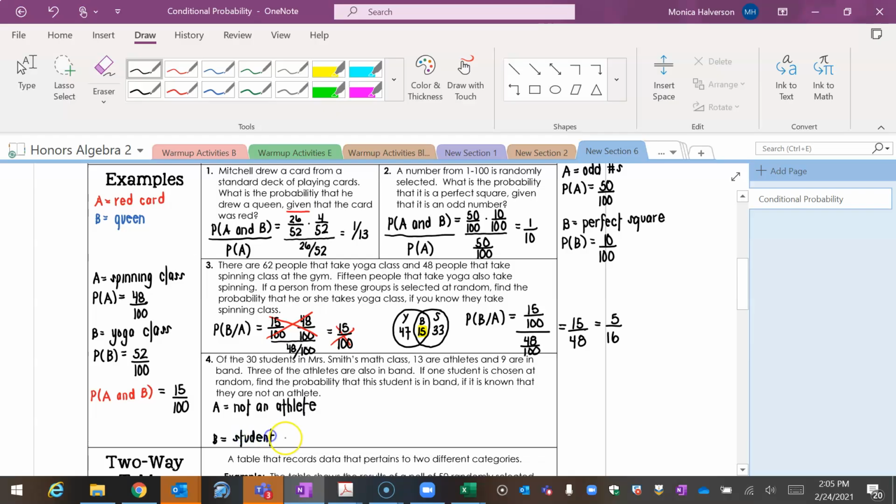Student in the band. Now let's see what we know. We've got a Venn diagram here. So we've got athlete, I'm going to make a music note for the band, and then both. We've got 13 athletes, 9 are in the band, and 3 are in both. So these numbers are a little off, right? 13 athletes, but 3 are in both.